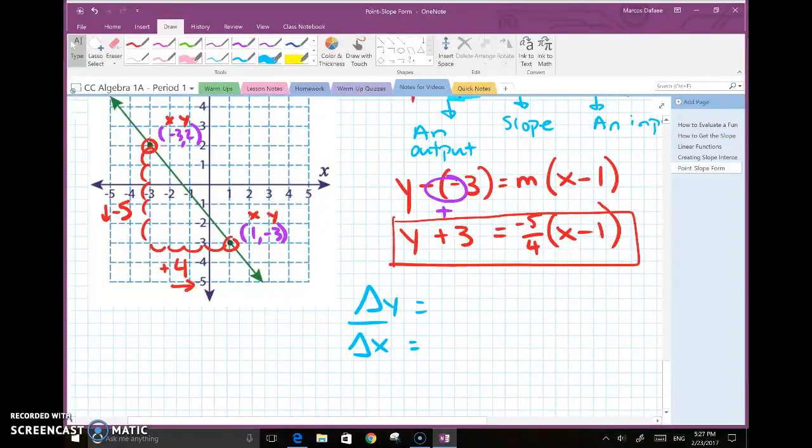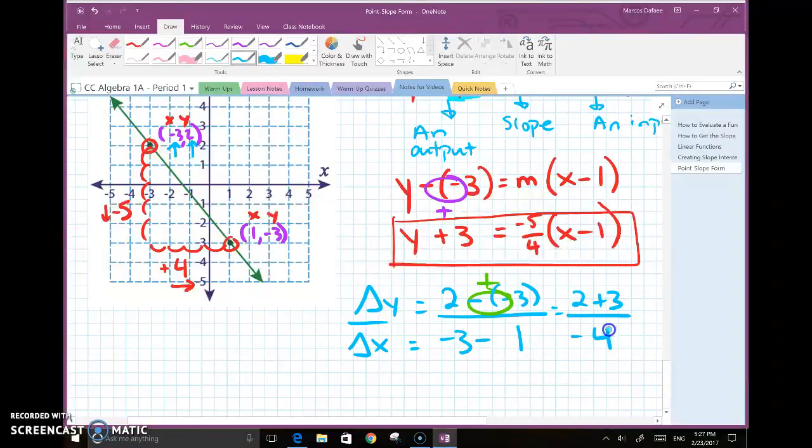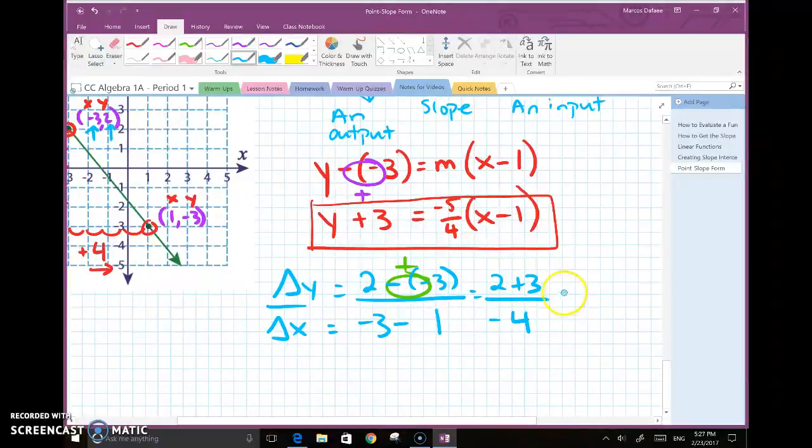I'll go left to right, which means that I will start with a y coordinate of 2, and that will change into a -3. With my changes in x, I will start with the -3, and that will change into a 1. Once again, we have a double negative here. That becomes a positive. I rewrite it, and I get 2 plus 3 over -4, which then becomes 5 over -4.